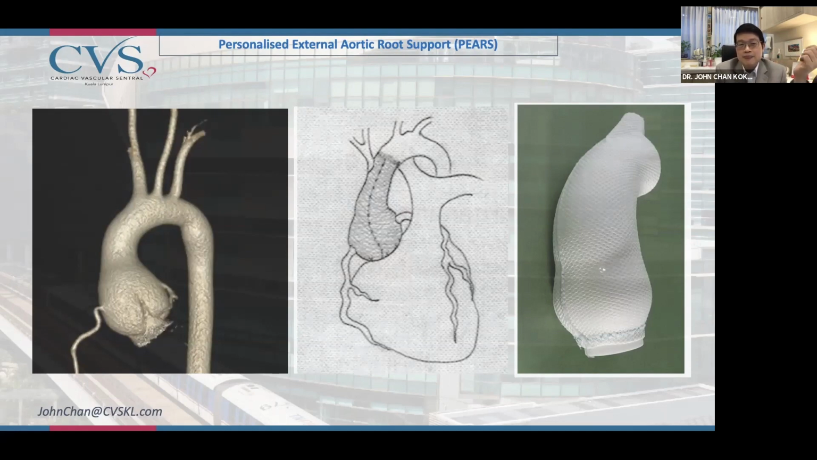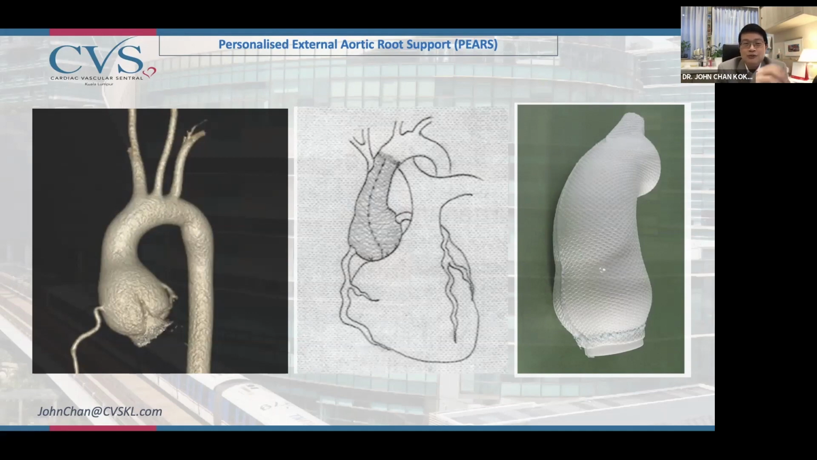But if we can diagnose the aneurysms at an early stage, when the aortic root is just starting to get bigger but has not reached the size where we need to replace the aorta, then we can offer this treatment option where we wrap a supporting mesh around the aortic root to stabilize and strengthen it, and so avoid the need for a big operation.